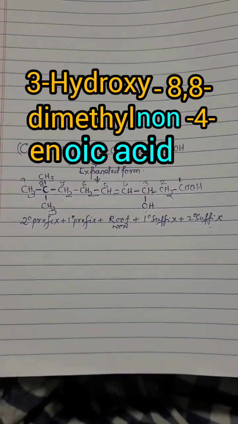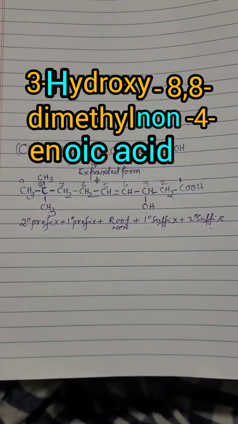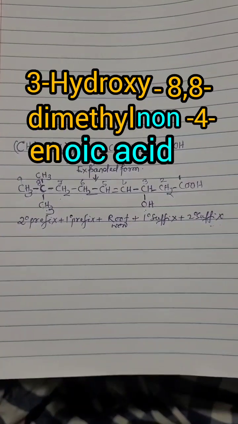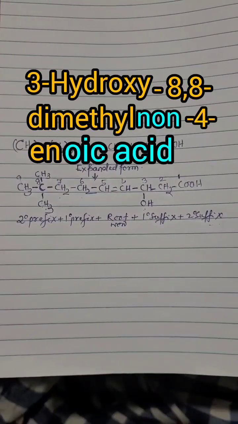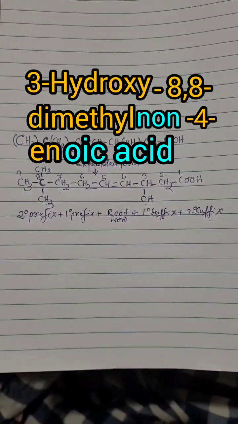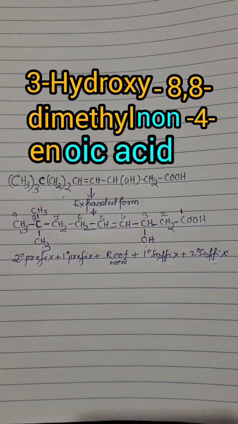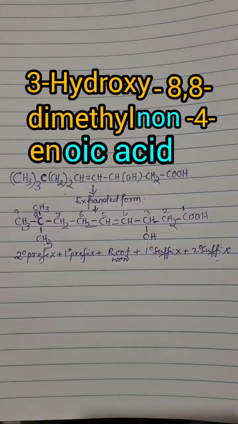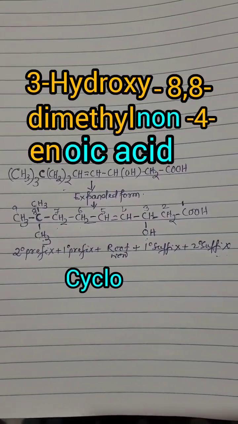The name of the organic compound should be written as one word. The first letter should be capital. So the name is 3-hydroxy-8,8-dimethylnon-4-enoic acid. As it is not a cyclic compound, there is no primary prefix cyclo. So here we have ignored the primary prefix.